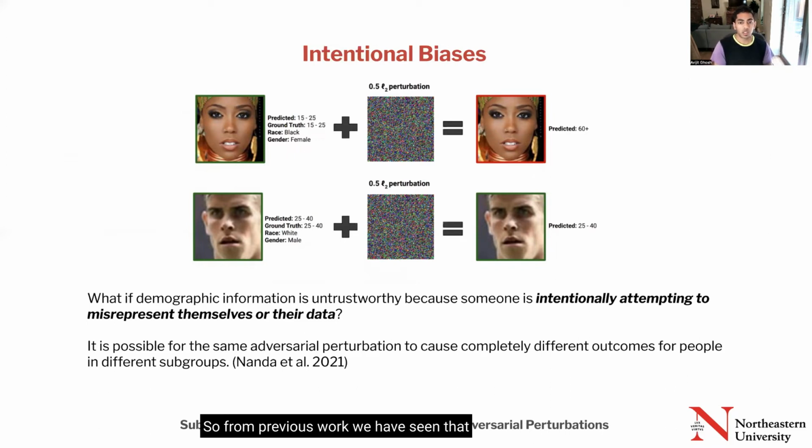From previous work, we have seen that the same invisible to human eye pixel distortion introduced into images can cause very different outcomes for people belonging to different groups. For instance, over here, we see that the same invisible perturbation inserted into images of a Black woman and of a white man causes a machine learning model to mispredict the age of the Black woman, but not of the white man. So essentially, in this study, we took this phenomenon and weaponized it.